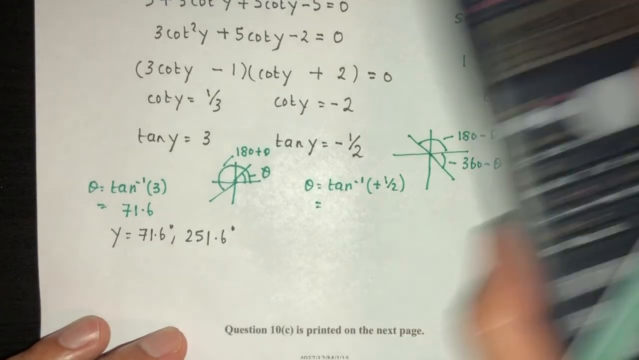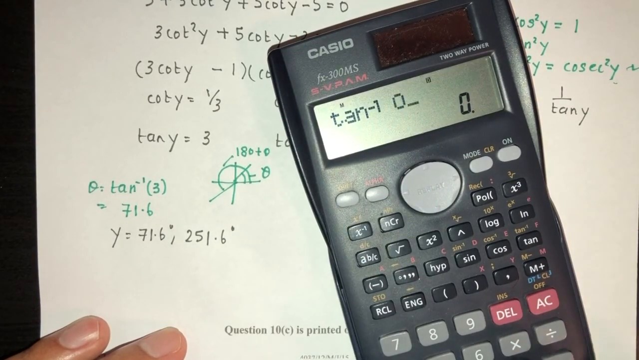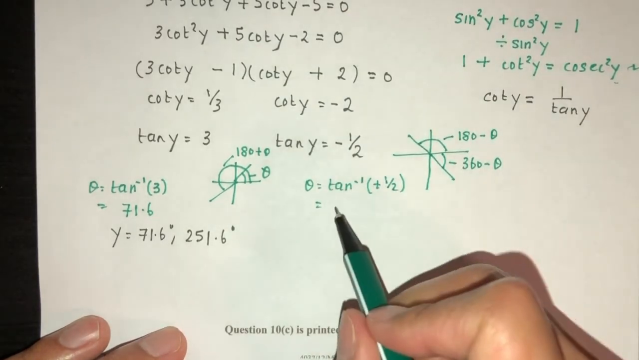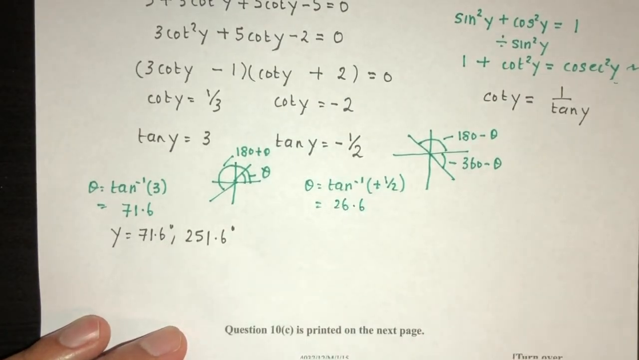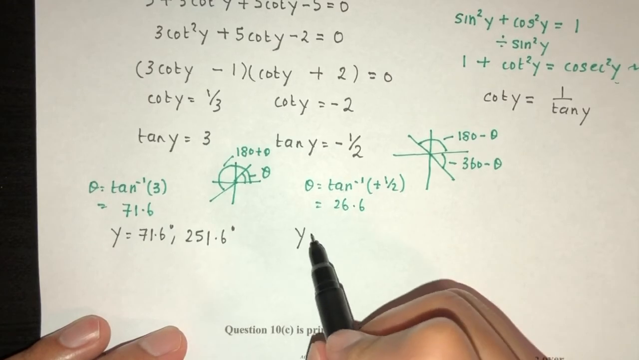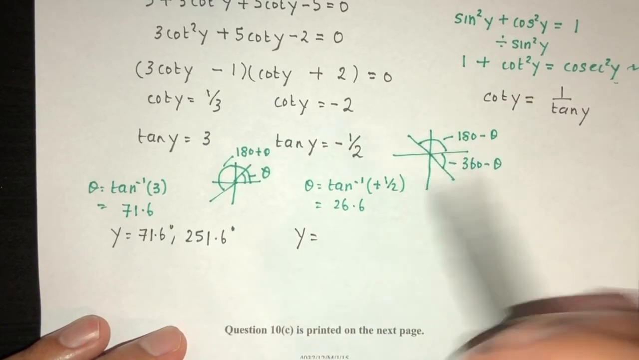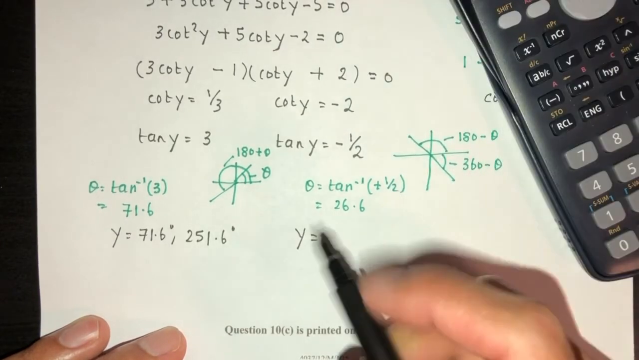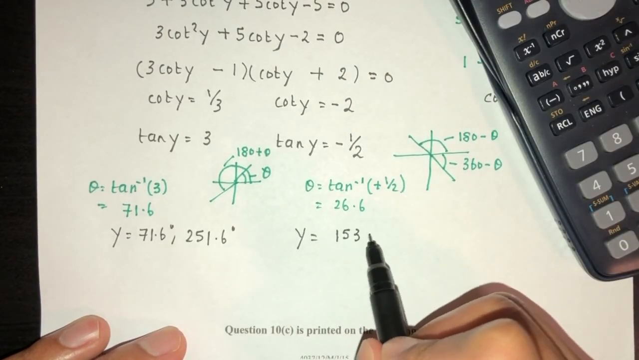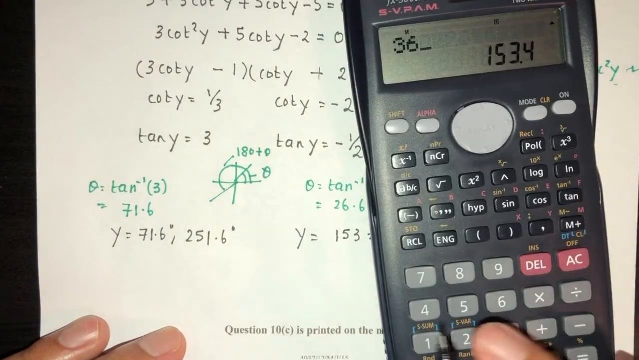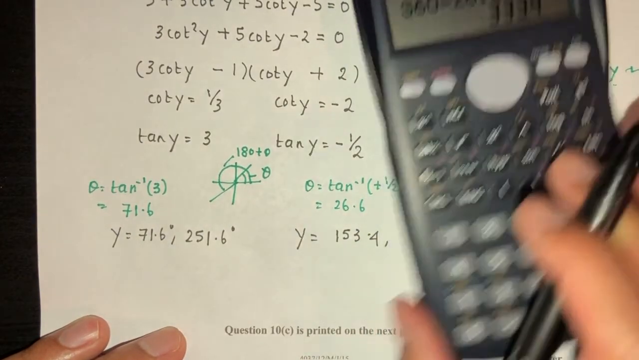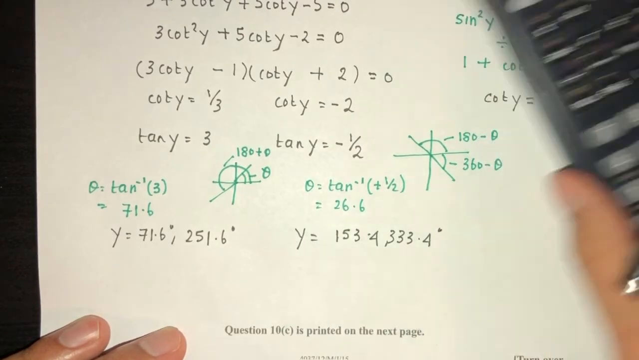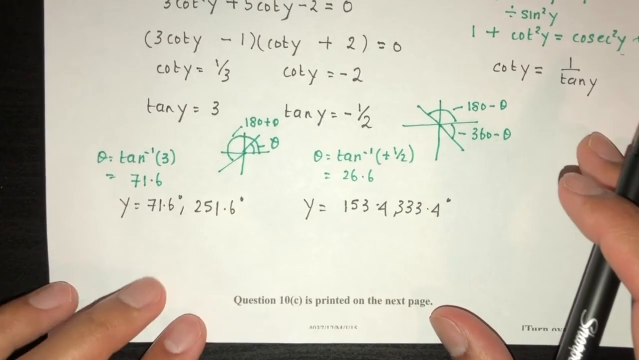So let's see what we get. Tan inverse of 0.5, that should be 26.6. So from this, let's find the value of y. Y is, first one is 180 minus this. That should be 153.4. And then we have 360 minus 26.6, 333.4. So here we have our 4 solutions for the value of y.